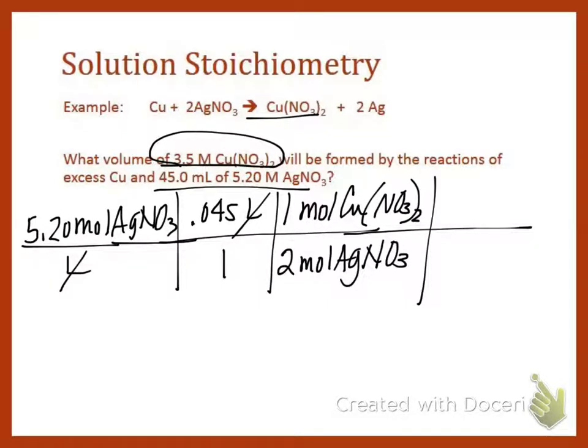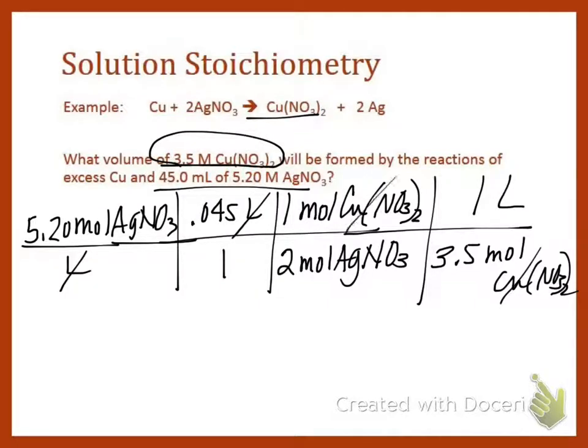Now, I don't need mass here because it's asking how much volume of the 3.5 molar. So I'm going to use that to cancel out my moles of copper nitrate. I'm going to say 3.5 moles of copper nitrate is 1 liter. So cancel, cancel. I plug all that into my calculator and I get 0.033 liters or 33 milliliters. So that's how much volume of 3.5 molar I would form.